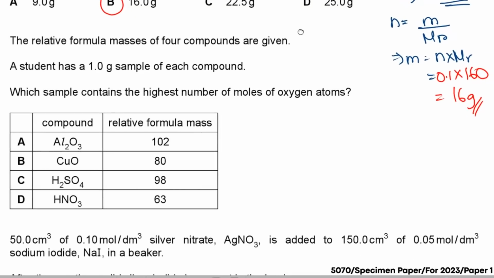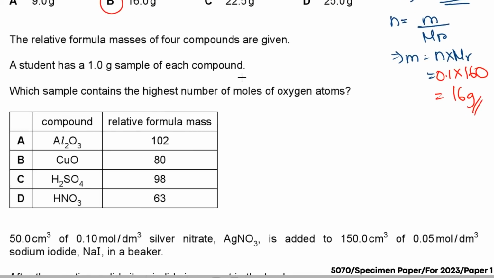So our answer for number 12 is going to be B. Okay, moving on to the next question. The relative formula masses for 4 compounds are given. A student has 1 gram of each sample. Which sample contains the highest number of moles of oxygen atoms? So what is moles? Oops, sorry, it's actually mass by MR. Since it's only 1 gram of a sample, multiplying by 1 is basically the same, so moles is mass by MR.